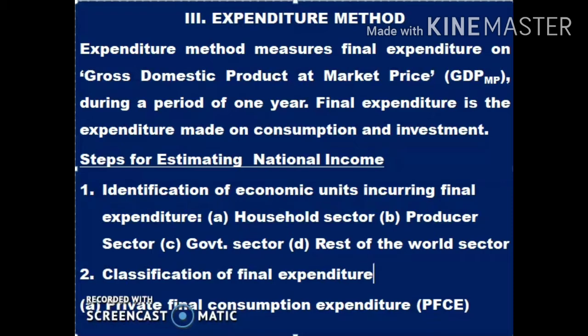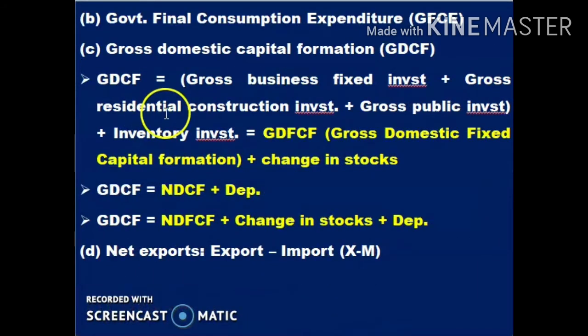You studied this in the chapter determination of income and employment. The first one is private final consumption expenditure, one of the components. The second is government final consumption expenditure, said as GFCE. Next is gross domestic capital formation, GDCF.